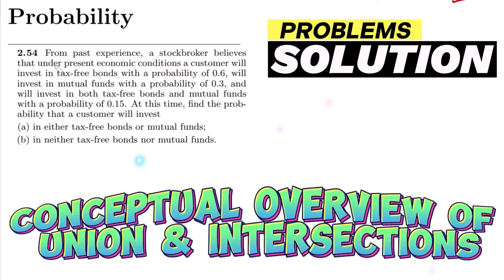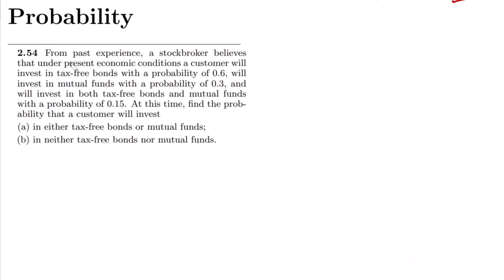So this is question 2.54, and the statement of it is: from past experience, a stockbroker believes that under present economic conditions, a customer will invest in tax-free bonds with a probability of 0.6, will invest in mutual funds with a probability of 0.3, and will invest in both tax-free bonds and mutual funds with a probability of 0.5. At this time, find the probability that a customer will invest in either tax-free bonds or mutual funds, and B, in neither tax-free bonds nor mutual funds.